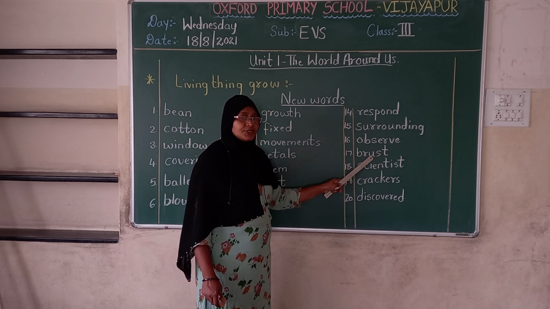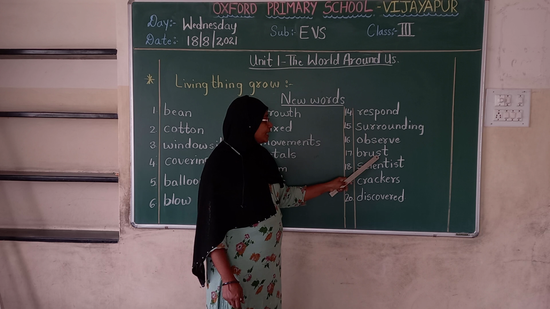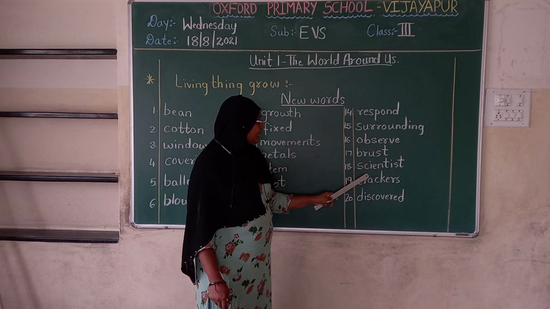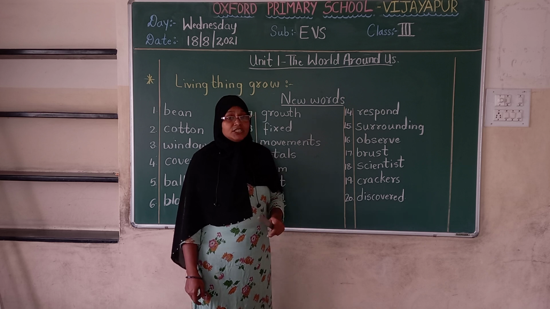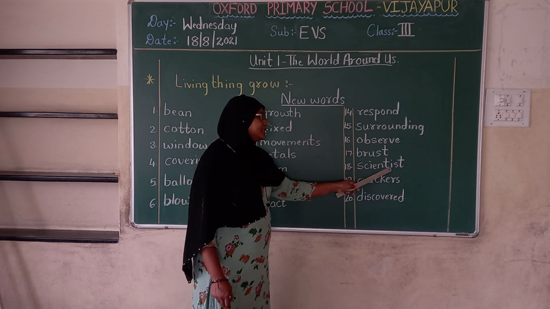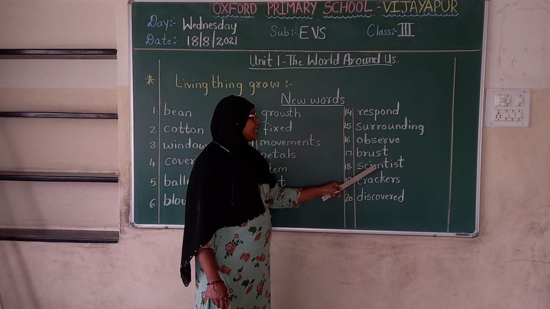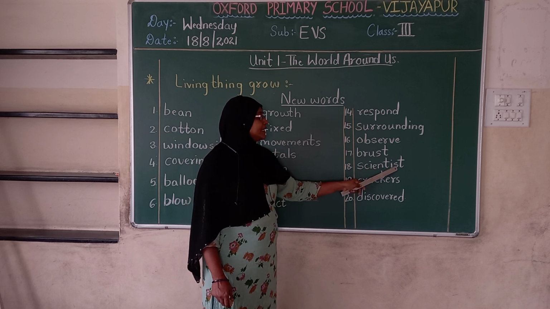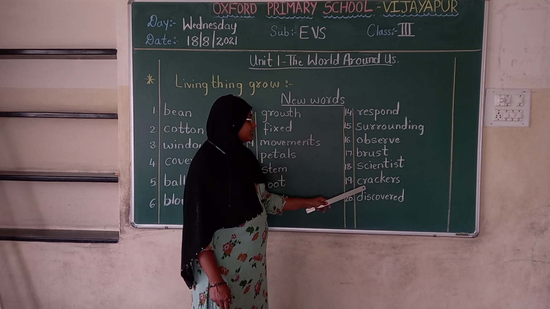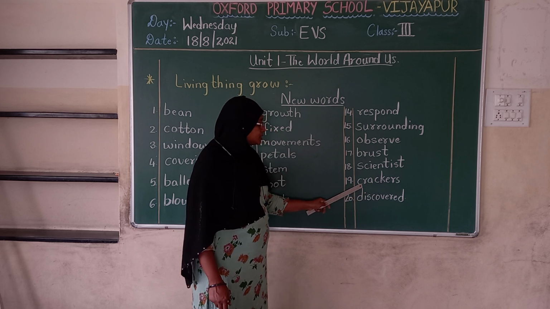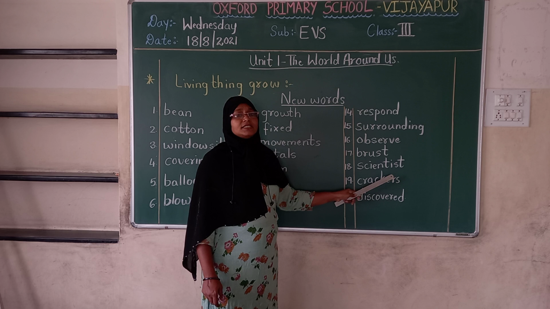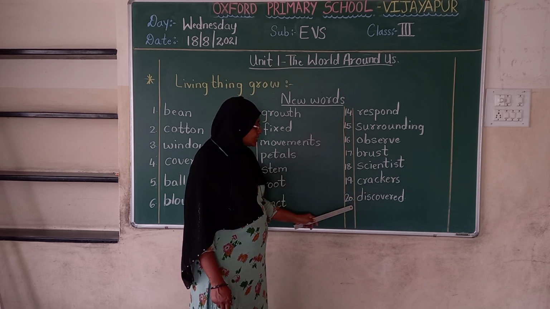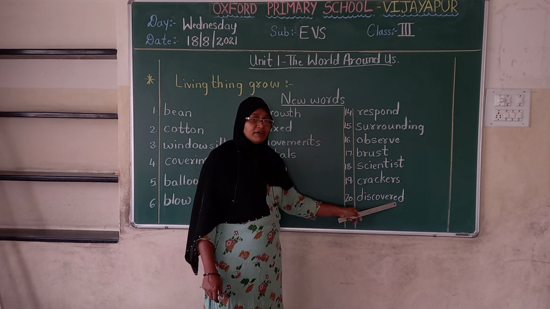B-R-U-S-H-E-D. Brushed. Eighteenth one is scientist. As I told you, one scientist, J.C. Bose. He is a scientist. S-C-I-E-N-T-I-S-T. Scientist. Next one, crackers. C-R-A-C-K-E-R-S. Crackers. Last one, twentieth, is discovered.